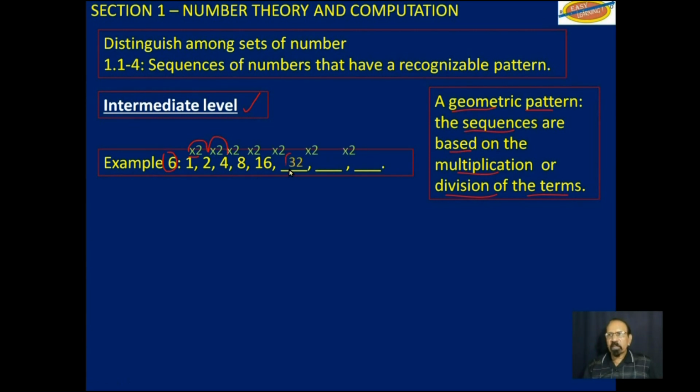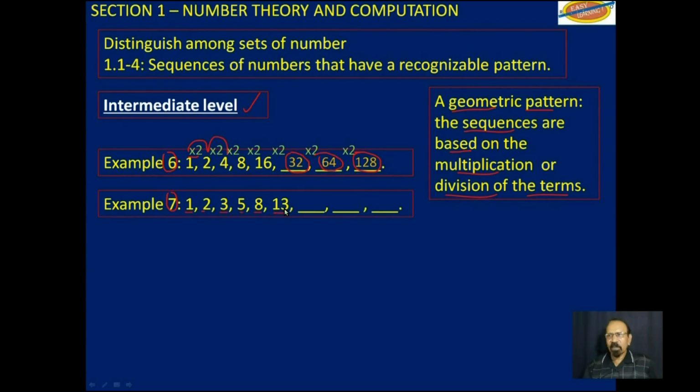And so this next term here will be 32. The next one will be 64. The next one will be 128. Next, example 7. 1, 2, 3, 5, 8, and so on.